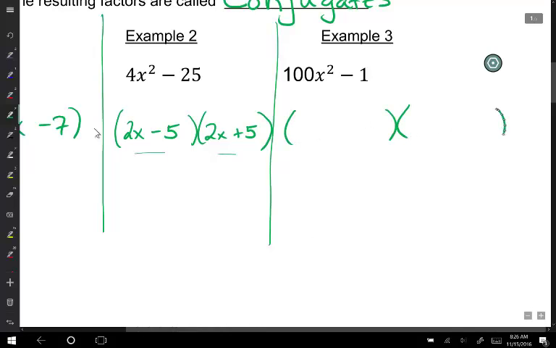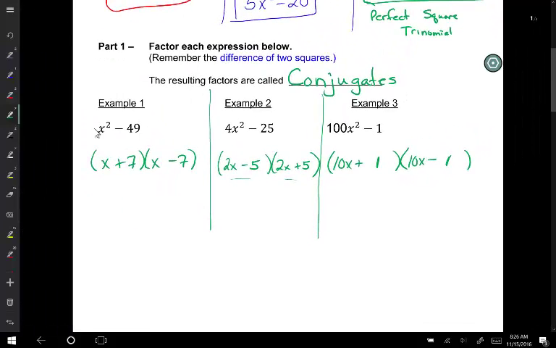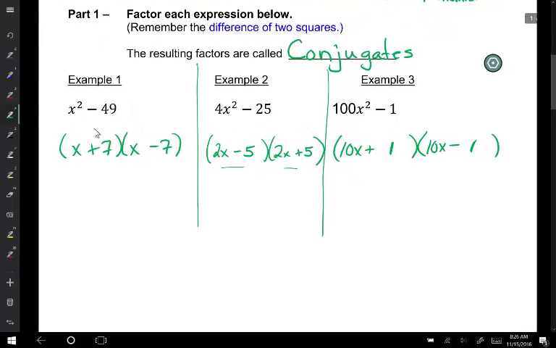All right, let's look over here at example 3. Who feels they can give me the two conjugates? What times itself is 100? So I have 10x and 10x. One's a plus, one's a minus. And 10x plus 1 and 10x minus 1. Thanks to you, Alexis. So these three are examples of the difference of two squares, which factors to conjugates. It's going to be the easiest factoring problems that we have. Questions?